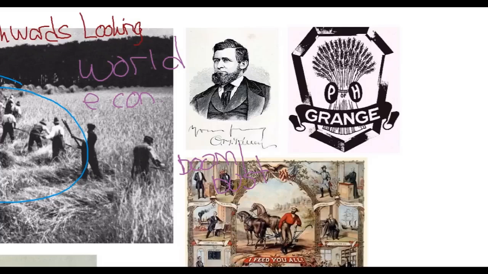And we see a number of movements originate after the Civil War that gradually grow into a political movement that becomes known as the People's Party. And we'll talk more about the People's Party here in just a minute, but I want to say a few things about the predecessor movements that eventually lead to the formation of the People's Party in the 1890s.